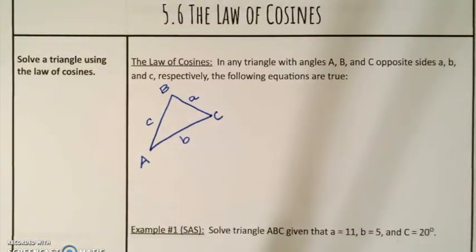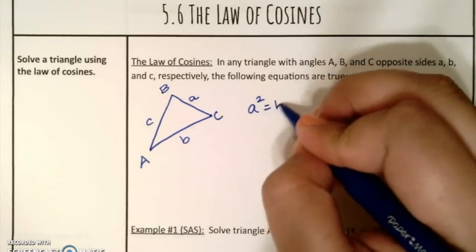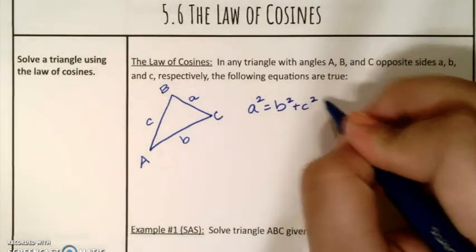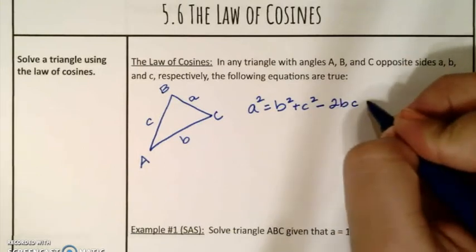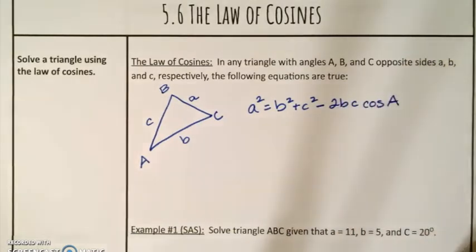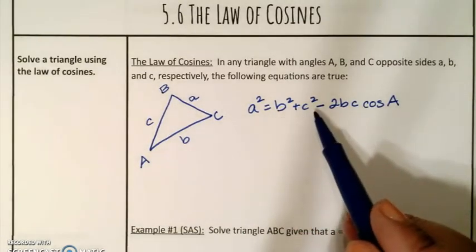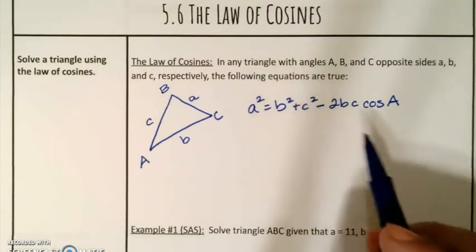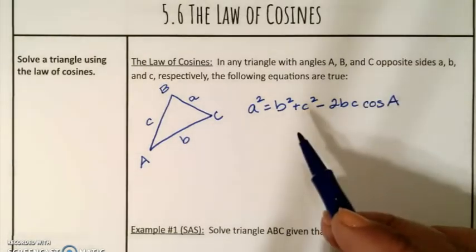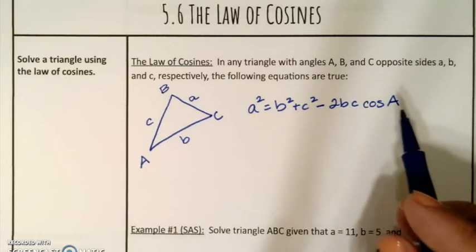So we have three different equations for each of the different variables. We'll start by defining a squared equals b squared plus c squared minus 2 times b times c times cosine of angle A. Now, it starts out looking kind of like the Pythagorean theorem, but this is for any triangle. It doesn't have to be a right triangle, and that's why it is modified, where you have to subtract 2 times b times c times the cosine of A.